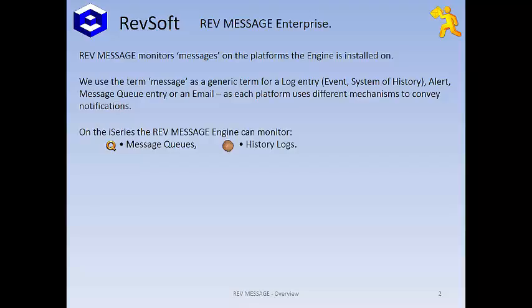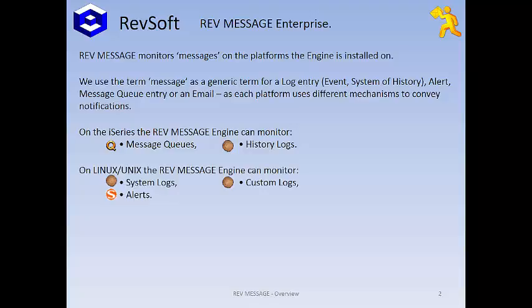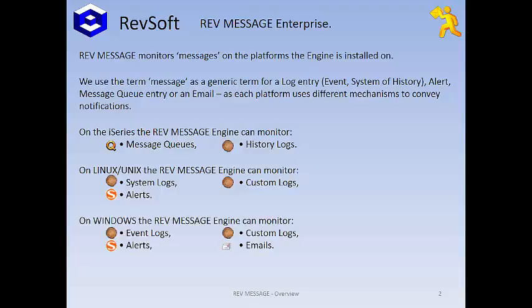On the iSeries, the REV Message engine can monitor message queues and history logs. On Linux and Unix, the REV Message engine can monitor system logs, custom logs, and alerts. And on Windows, the REV Message engine can monitor event logs, custom logs, alerts, and now emails.